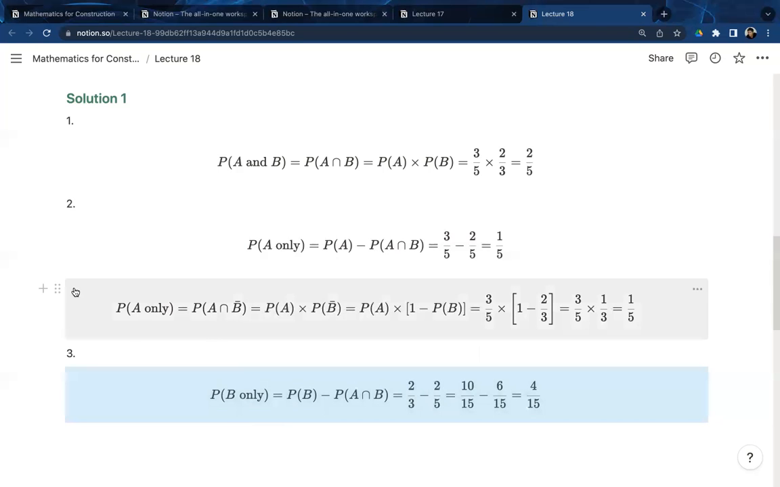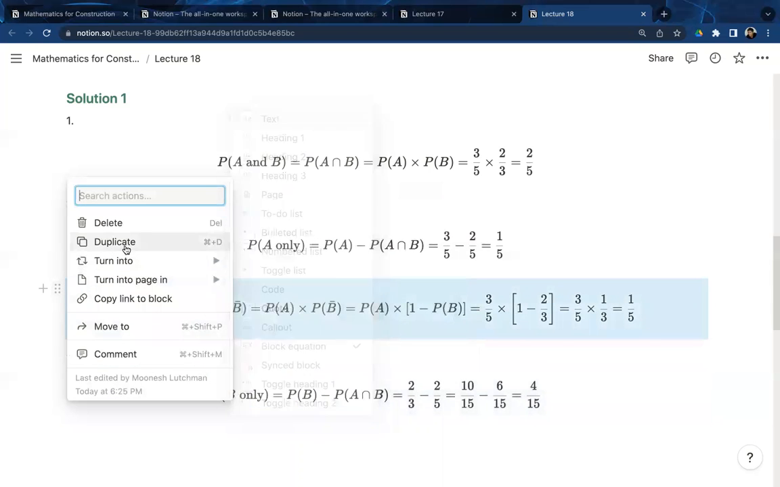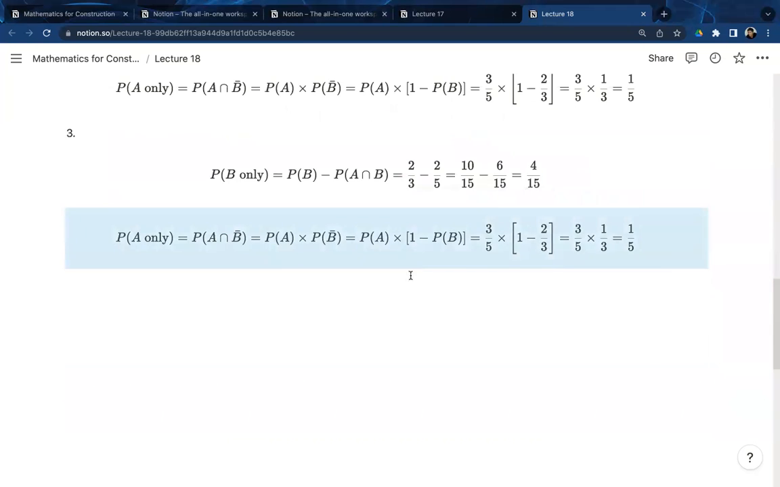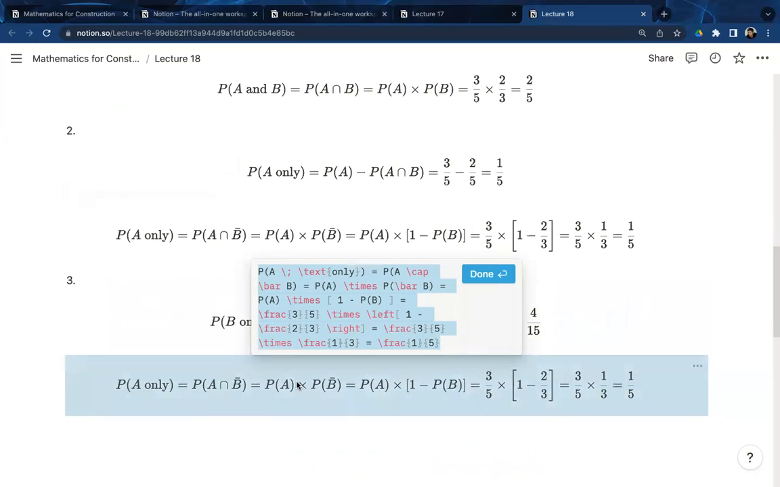There's another way to do this here, the same way we did the A only, right?